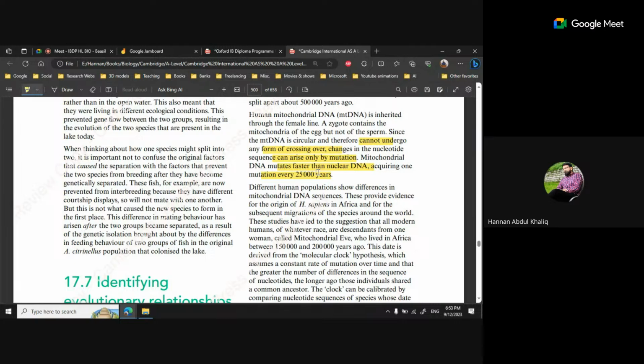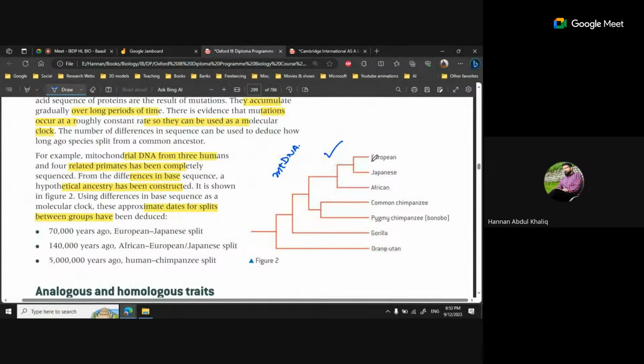So if we get the difference of nucleotides, let's say between the European man and orangutan, you may have a total difference of 10 nucleotides. Do you remember how different nucleotides appear? That was through a gene mutation.